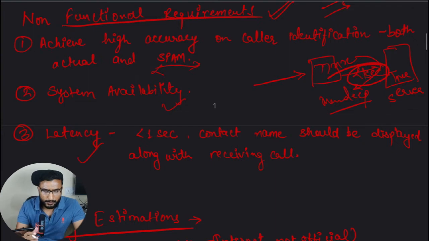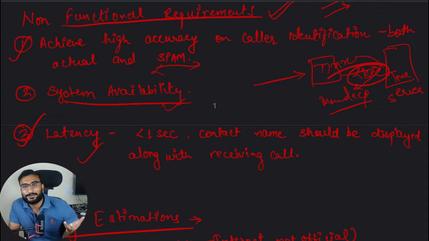Among the most important requirements in our NFRs, the first and third are most definitely important. System availability is also important, because we want our system to be available to support these kinds of functionalities.